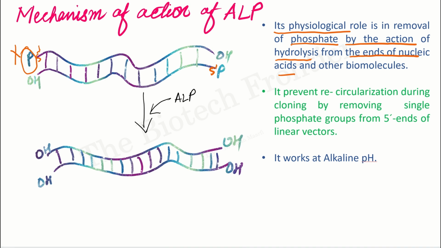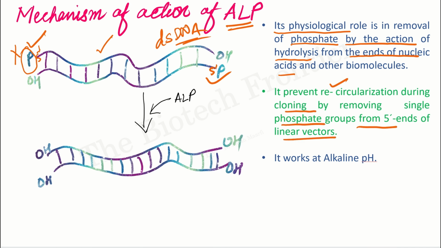Specifically in recombinant technology, we deal with double-stranded DNA, right? By the action of ALP, we can easily remove the phosphate from the 5' end. And why do we want to remove the phosphate from the 5' end? Actually, it prevents re-circularization during cloning by removing the single phosphate group from the 5' end of the linear vector. Another important factor that should be considered is the alkaline pH.